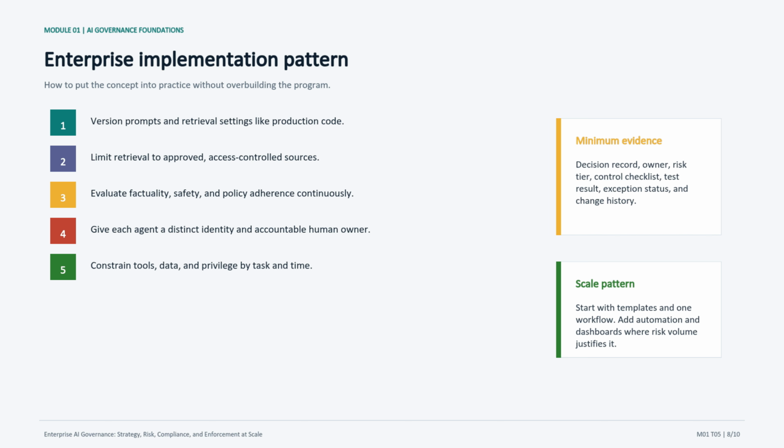The minimum evidence box is deliberately concrete. A decision record, owner, risk tier, control checklist, test result, exception status, and change history are the kinds of artifacts that make governance defensible. After implementation, the useful classroom move is to compare mature habits with common mistakes because that is where teams usually recognize their own gaps.